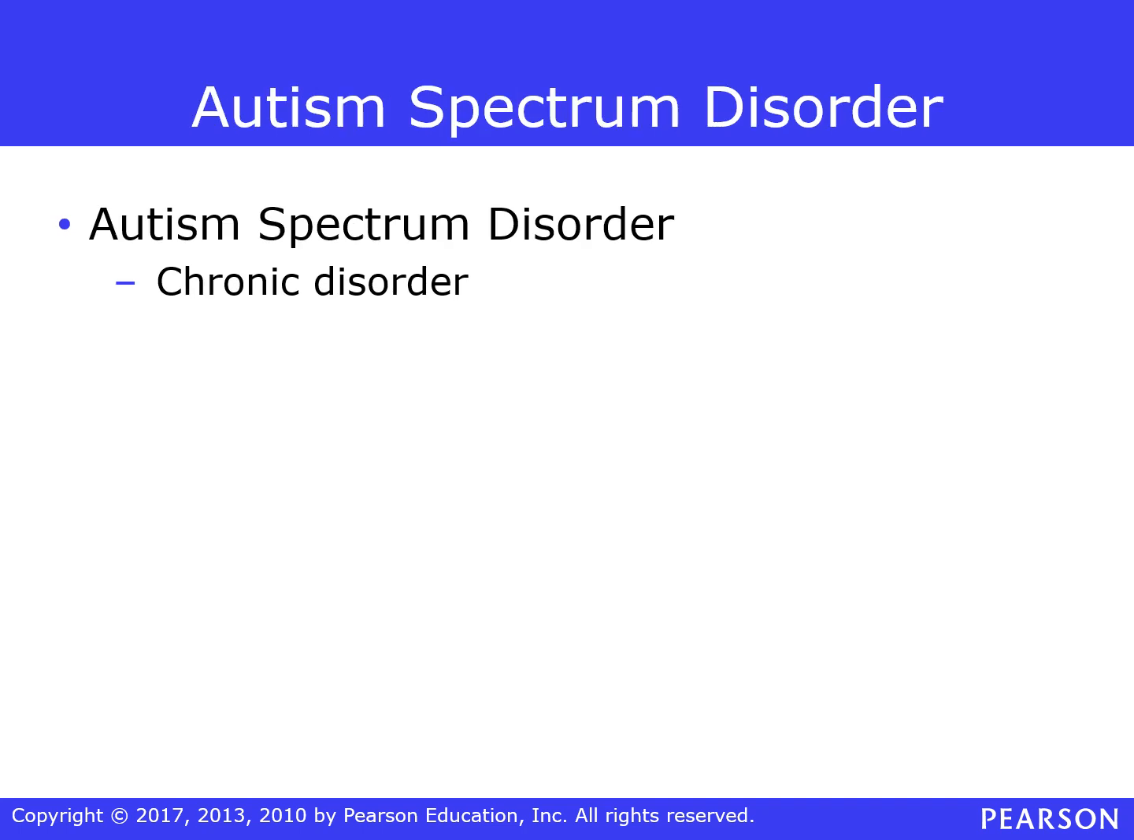Next, we look at autism spectrum disorder, or ASD for short. This is referred to as a chronic disorder. So essentially, this is going to be something that someone will live with throughout the course of their life. This is not something that can be, quote, cured.